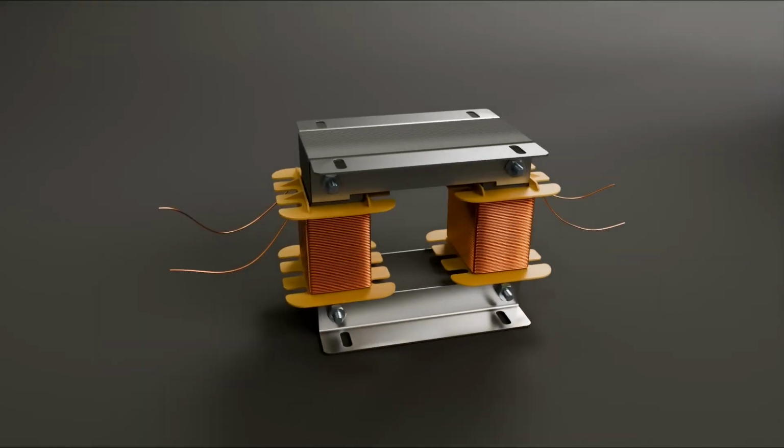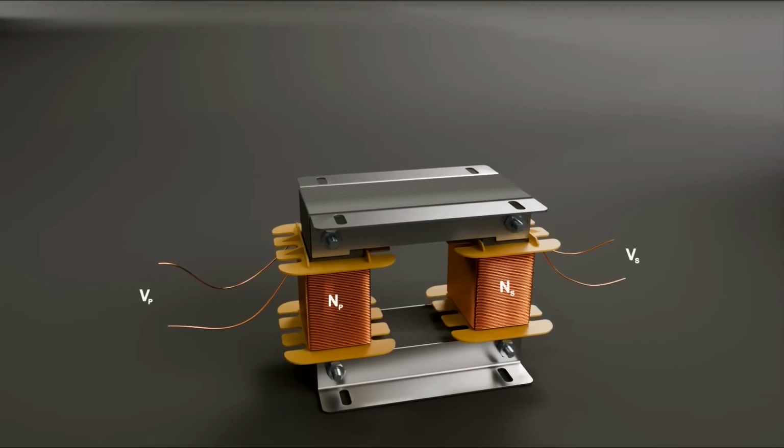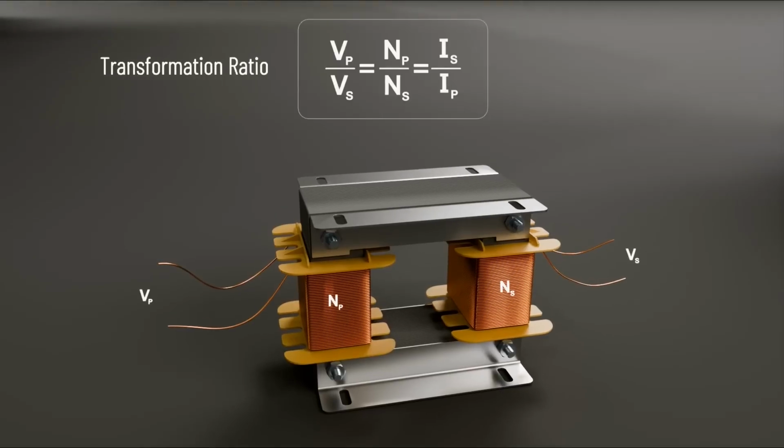However, a transformer is different. It does not convert electrical energy into any other form. Instead, it transfers electrical energy from one voltage level to another. The input and output voltage of a transformer are related according to its transformation ratio. Here, NP and NS are the number of turns in the primary and secondary winding, respectively.